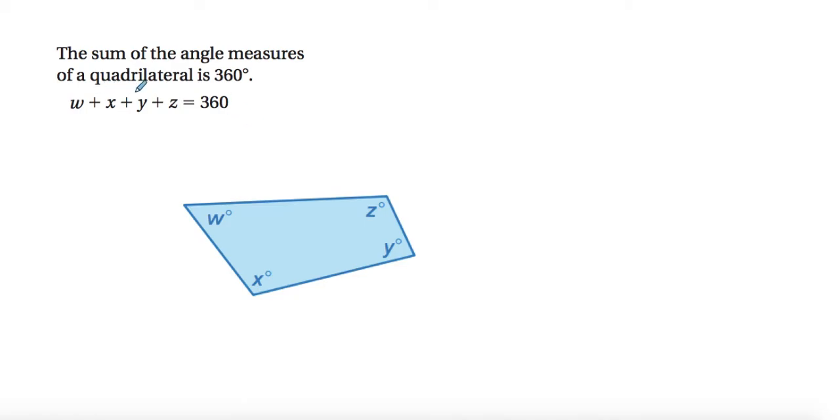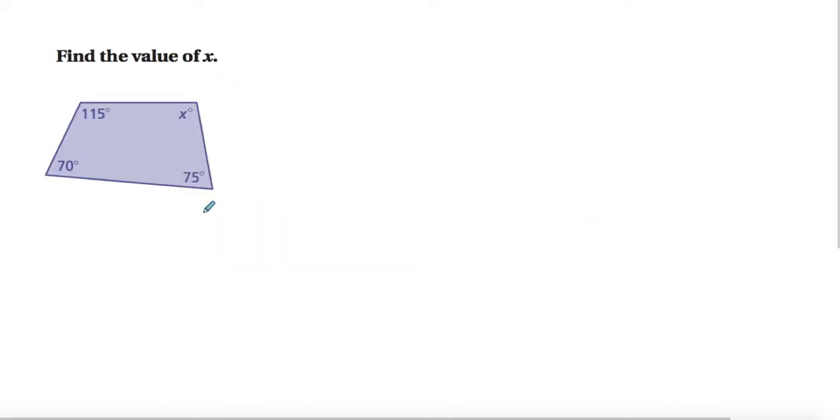Here we're using the vocabulary term quadrilateral. A quadrilateral is a shape with 4 sides. Let's look at a problem where we have to find the value of X.